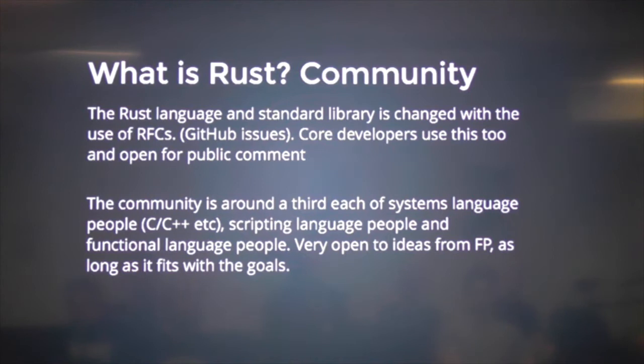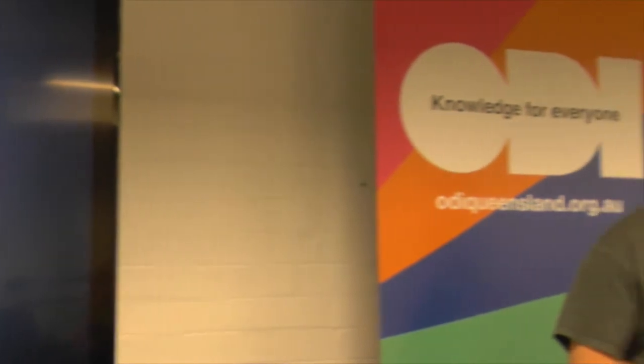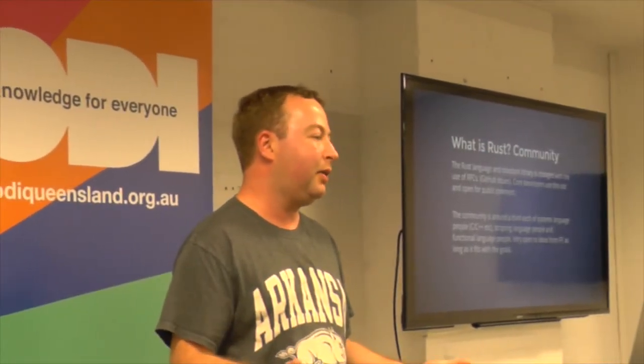The Rust community is quite interesting. The language and the standard library are both changed with the use of RFCs, which are hosted on GitHub in issues. All core developers use this as well, and everything's open for public comment. So since about 0.5 or so, I believe, when this started happening, the development of Rust has been quite open. The people who have been using Rust so far are about a third each systems programming people, so C++ developers, about a third scripting language people, and about a third functional language people. This means it's an interesting mix playing between those three communities, and despite what you see in other areas, all three of them get on quite well.